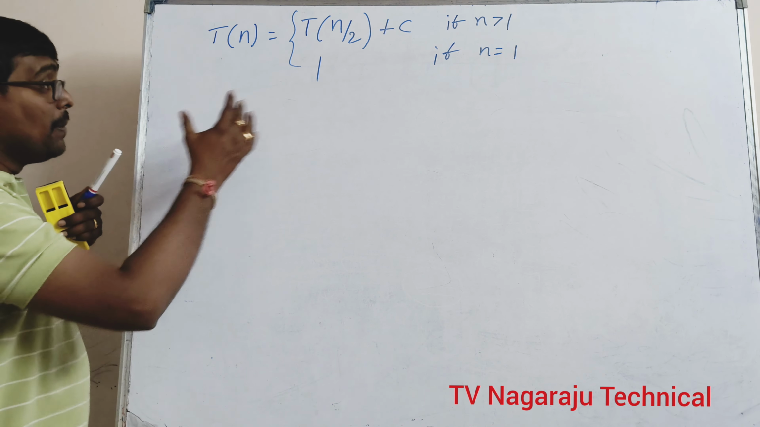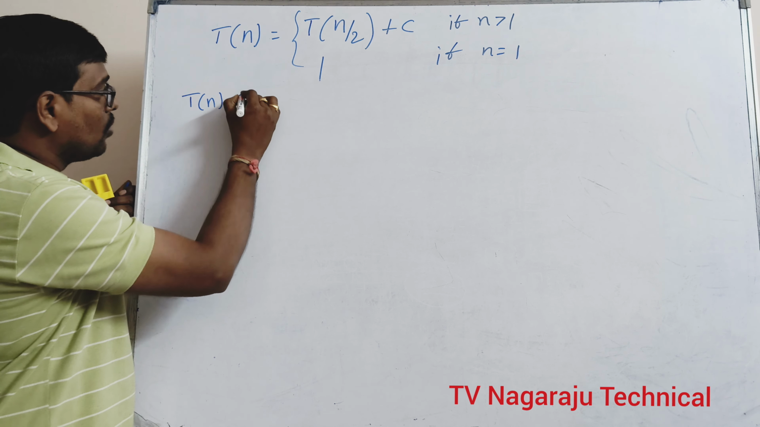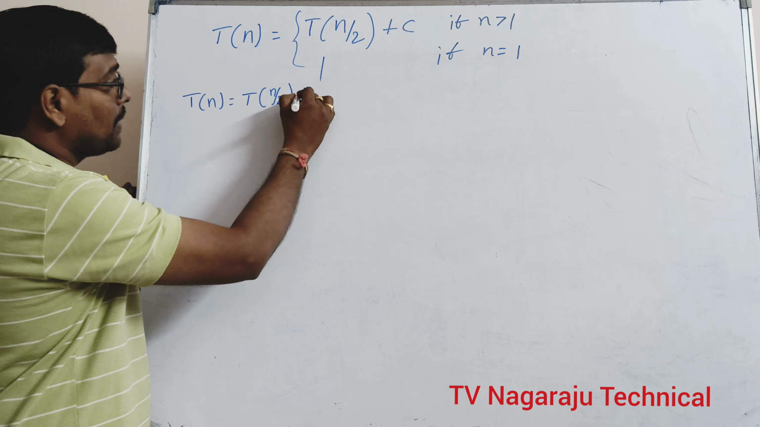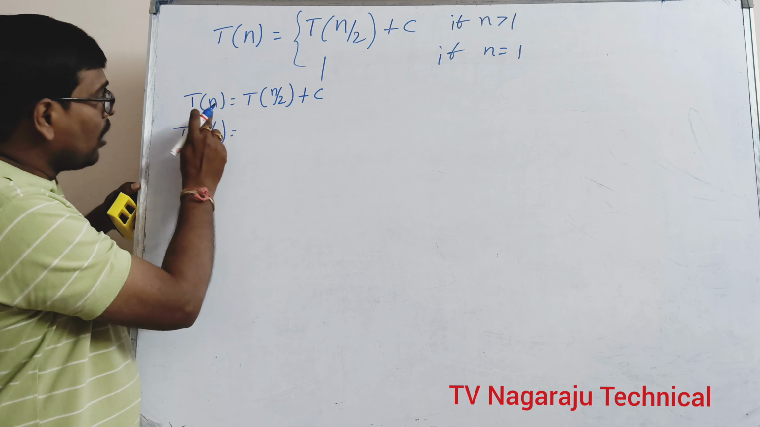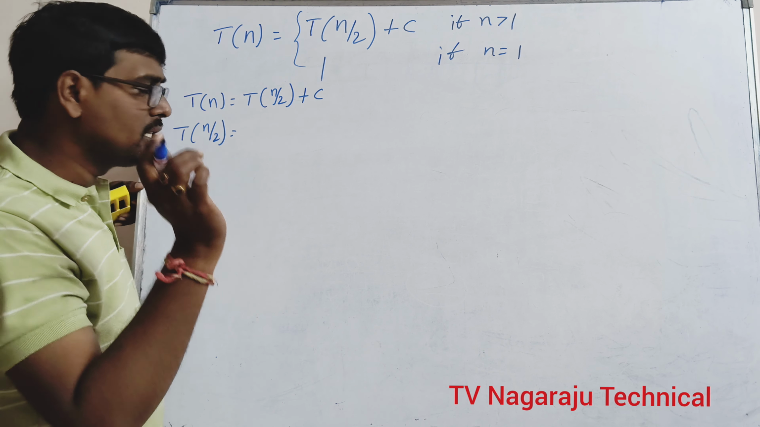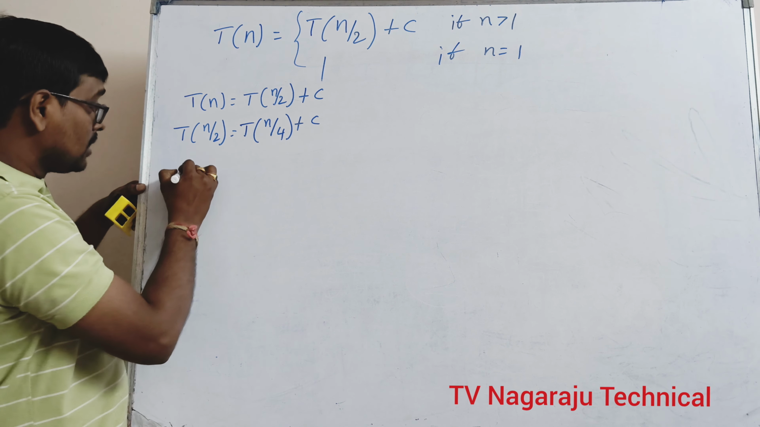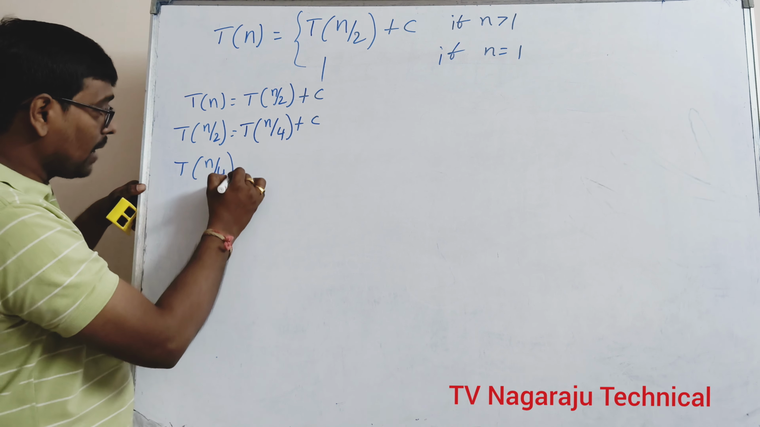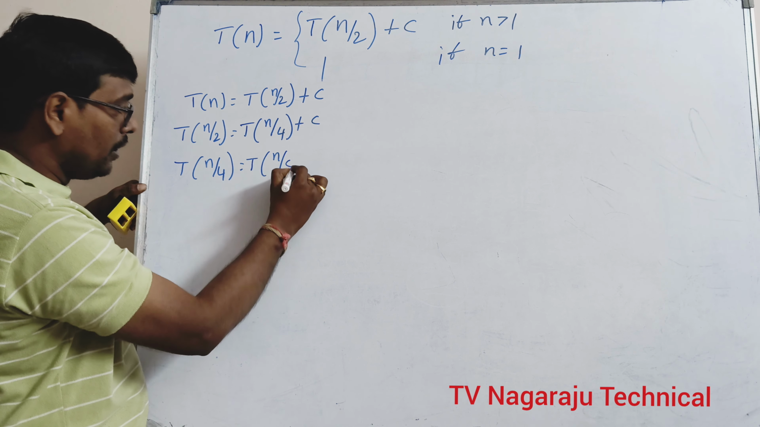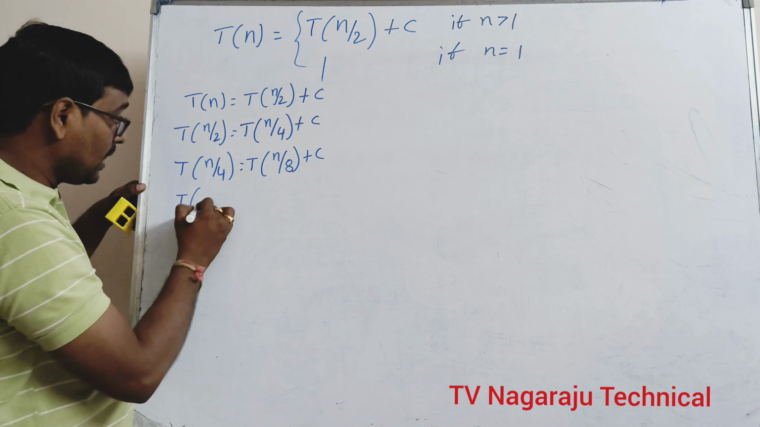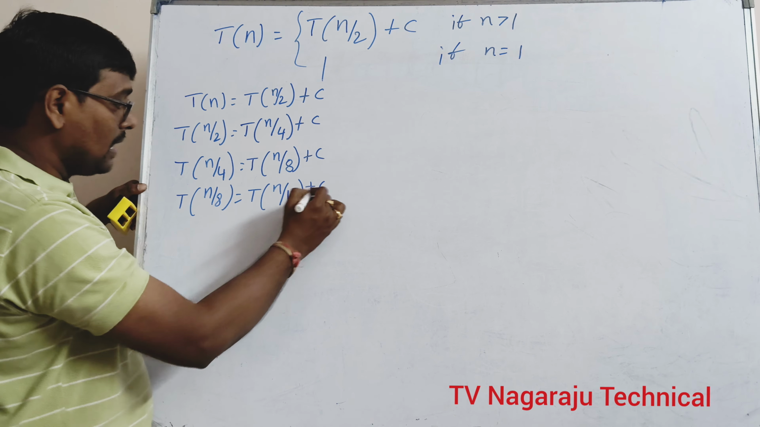Now we will solve. Before solving, I am writing some statements. T of n is equal to T of n by 2 plus c. Suppose I am calculating T of n by 2. Now what happens? Simply n is replaced with n by 2. So T of n by 4 plus c. Suppose I am calculating T of n by 4. Here n is replaced with n by 4. T of n by 4 into 2, 8 plus c. Suppose T of n by 8. T of n by 16 plus c, like this.